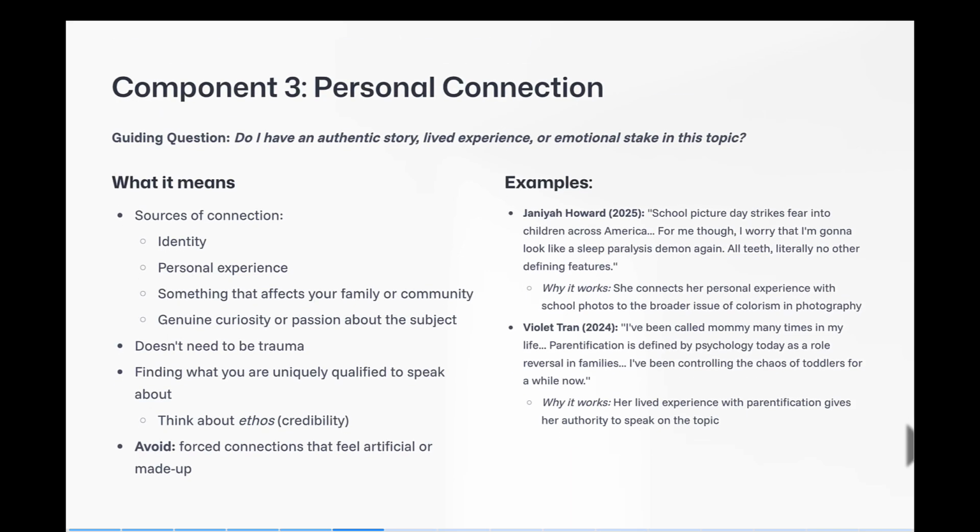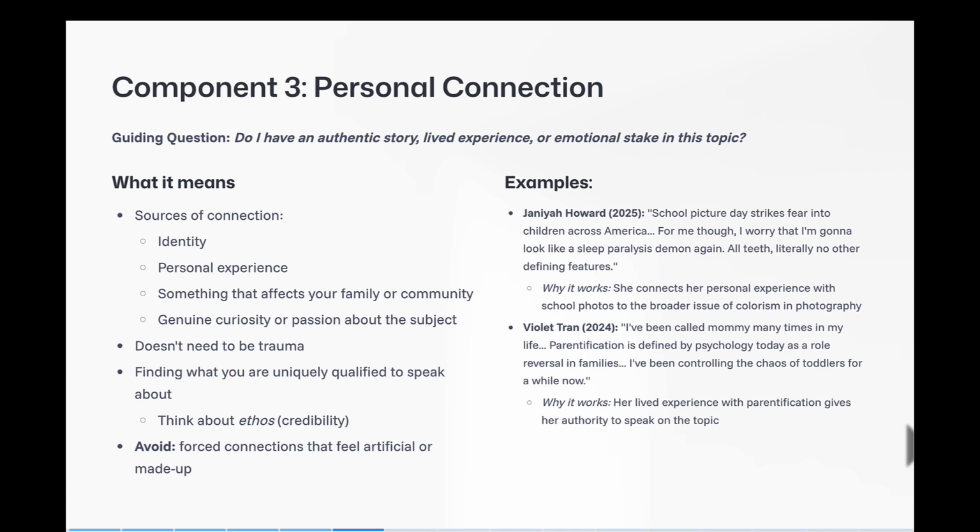Third component is personal connection. Guiding question here is, do you have an authentic story, lived experience, or emotional stake in this topic? There's a lot of ways that you can create a strong personal connection. You can think about your identity. So for instance, one of the Bellarmine speakers who made the final stage, Gavin Griffin, you saw that his speech was about his biracial identity.